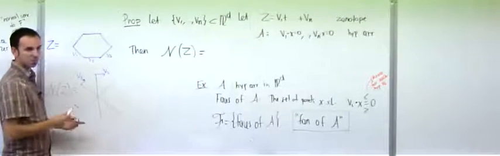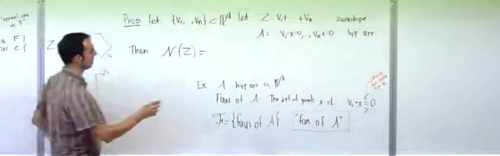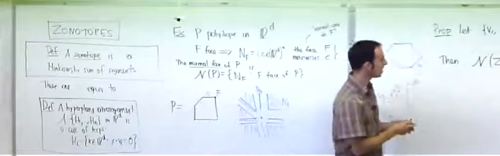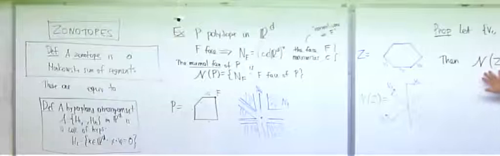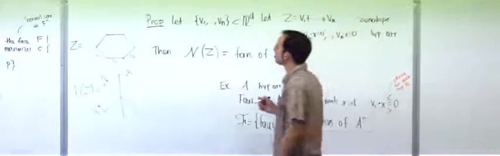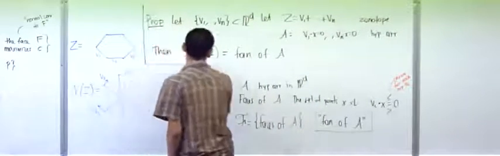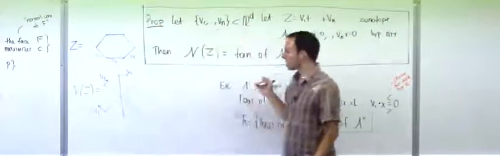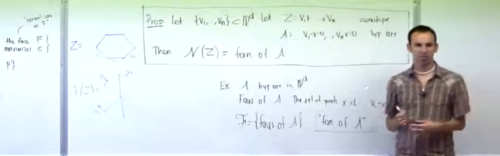is the arrangement. Now I cannot really say this. Why is it that I cannot say this? Because this is a fan, and this is a set of hyperplanes. So you want to say this, but it's not mathematically precise. Really what I need to say is that this is the fan of the arrangement. And this is the one-to-one correspondence between zonotopes and hyperplane arrangements.